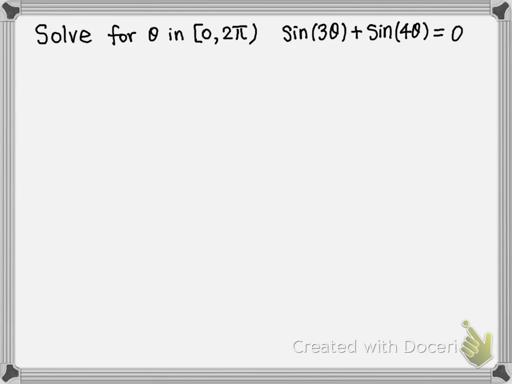If you think about the angle 3 theta as angle A and the angle 4 theta as angle B, then you have a relationship here. Sine of angle A plus sine of angle B equals 0. All we need is a relationship between 3 theta and 4 theta in order to solve for the value of theta. That is all we need to know, is a relationship.